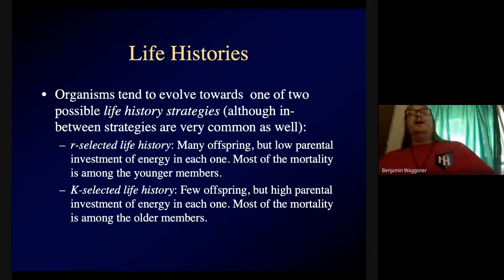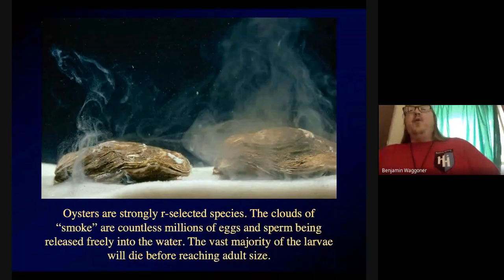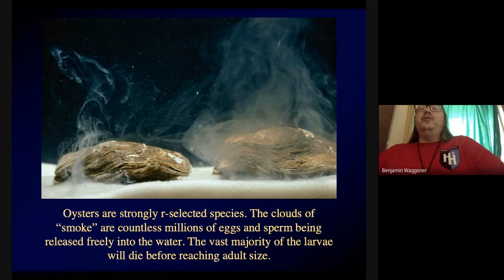That's an example right there of an R-selected species. That's a couple of oysters. Both oysters look like they're producing clouds of smoke. That's not smoke. That is millions of sperm on the right and eggs on the left, just being released freely into the water. When oysters spawn, they just fire off great big clouds of eggs and sperm into the water and hope for the best. Well, they don't really hope, because they don't have brains, because they're oysters. They don't have much of a nervous system. But this is how they do it.